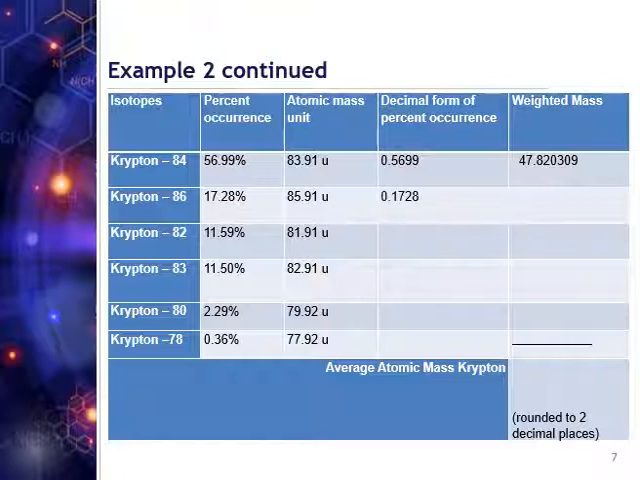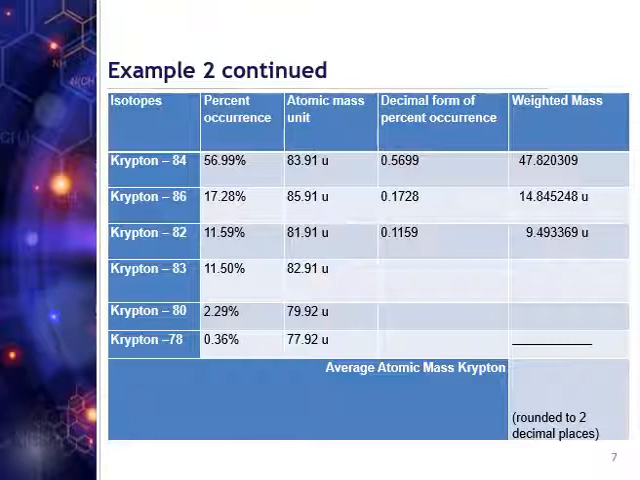17.28% divided by 100 to convert to decimal form is 0.1728. 85.91 multiplied by 0.1728 is 14.845248. 11.59% divided by 100 is 0.1159. The atomic mass is 81.91. Multiply that by 0.1159 to get a weighted mass of 9.493369.